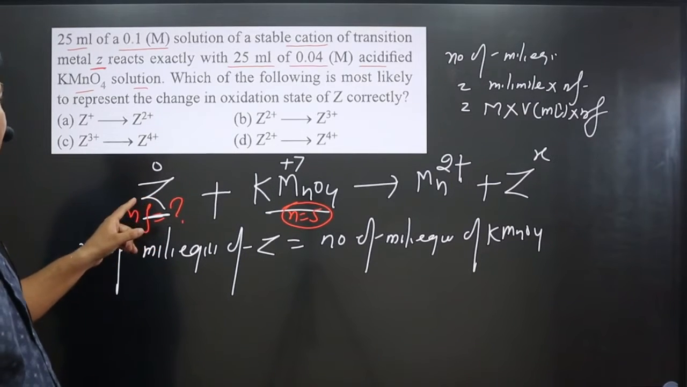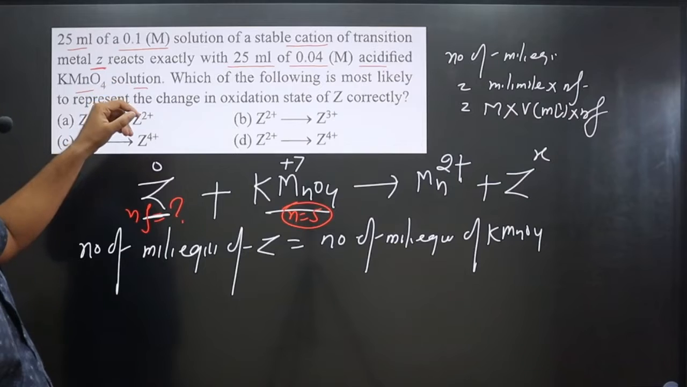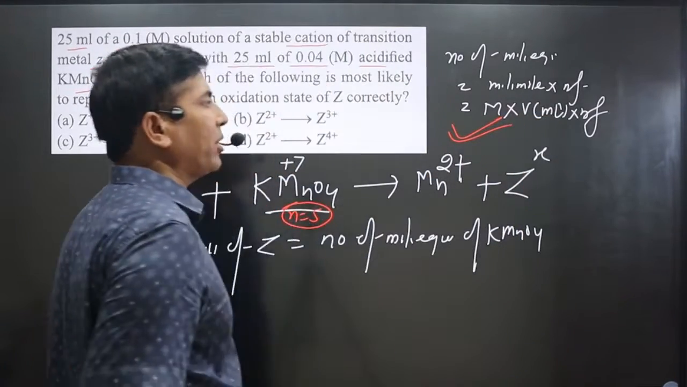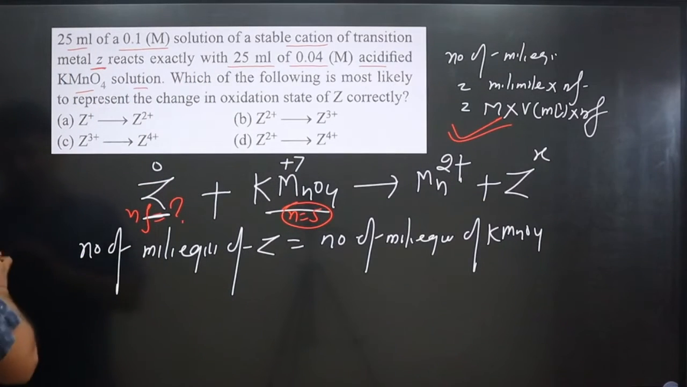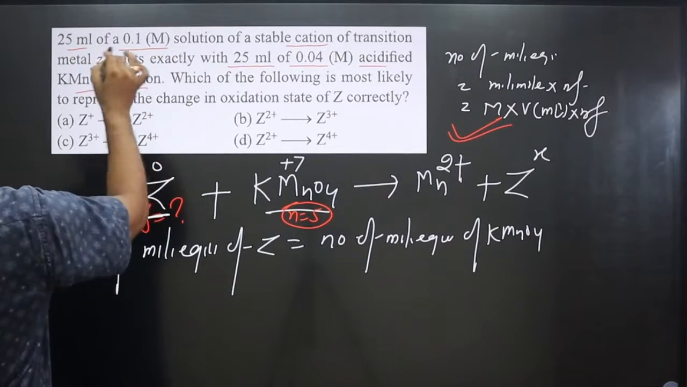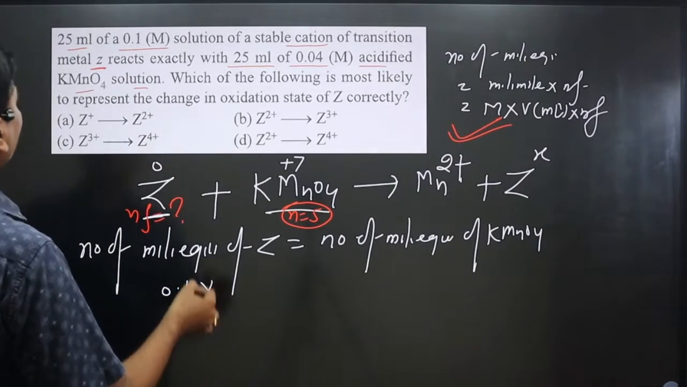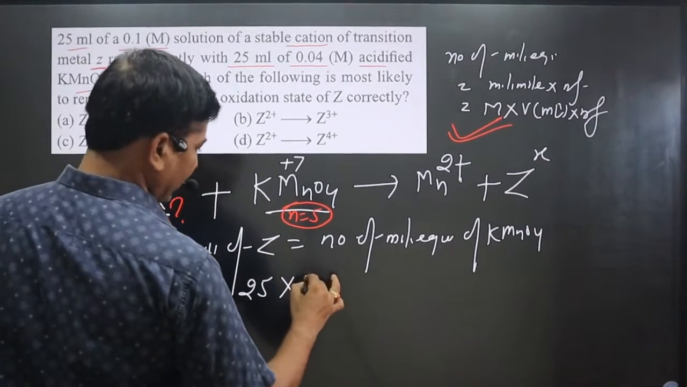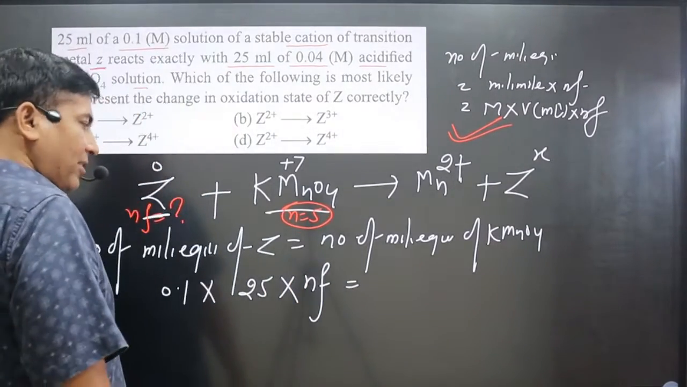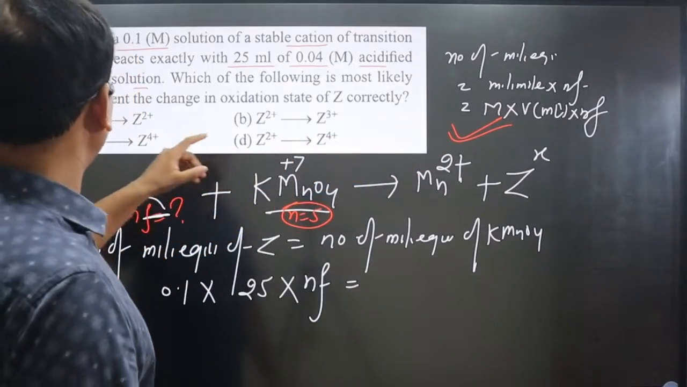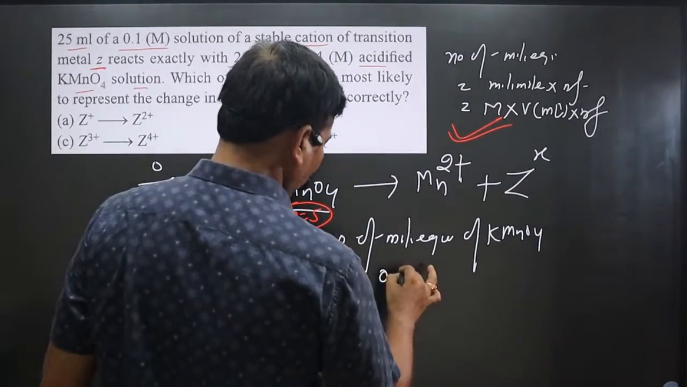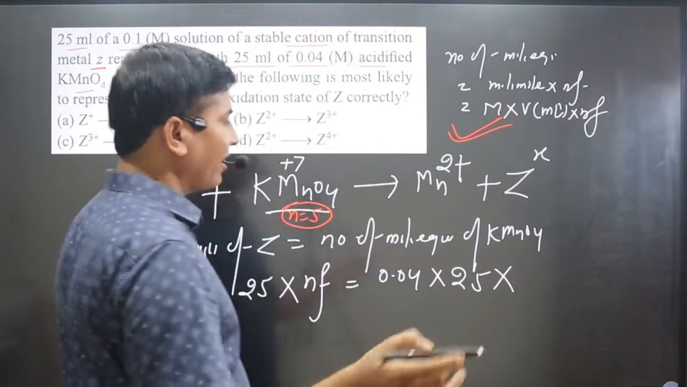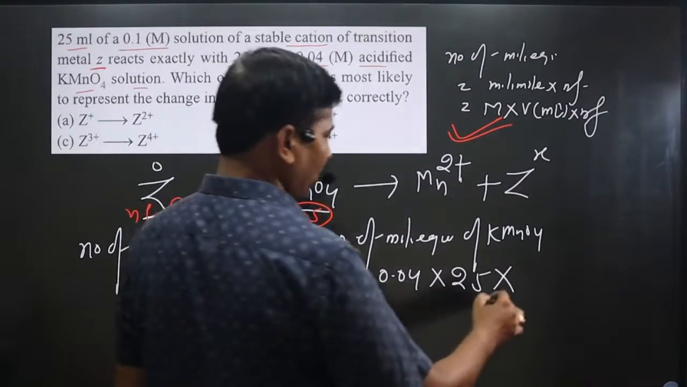For Z, volume and molarity are given. Of course, we are going to use the formula molarity multiplied by volume multiplied by n factor value. For Z, molarity is 0.1, volume is 25. For Z we don't have the n factor value, so directly I write NF. On the other side for KMnO4, molarity is 0.04 multiplied by volume 25, and multiplied by n factor. For KMnO4 we calculated the n factor value is 5.